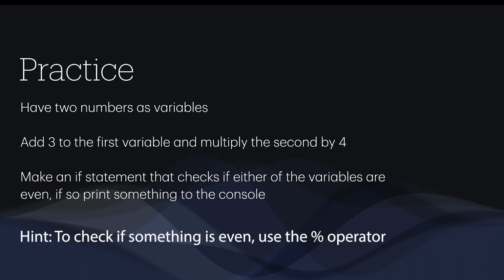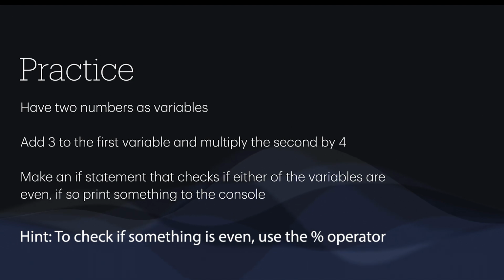Now we're at the end, but let's do some practice to make sure you actually retain some of that knowledge in your brain. I want you to create two variables storing any number you'd like. You should add 3 to the first variable and multiply the second variable by 4. Make an if statement that checks if either of the variables are even, and if they are, print out something to the console. And if they aren't, print out another thing. I recommend you pause the video and try and do this on your own.